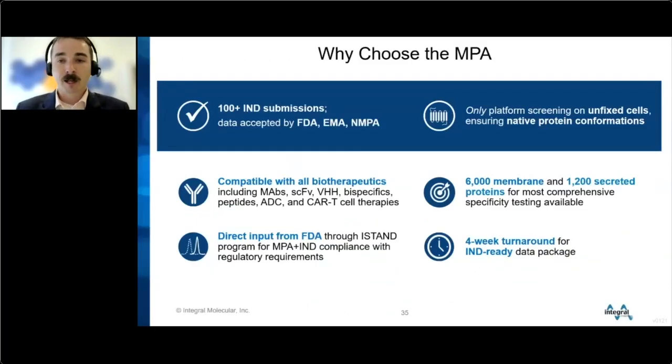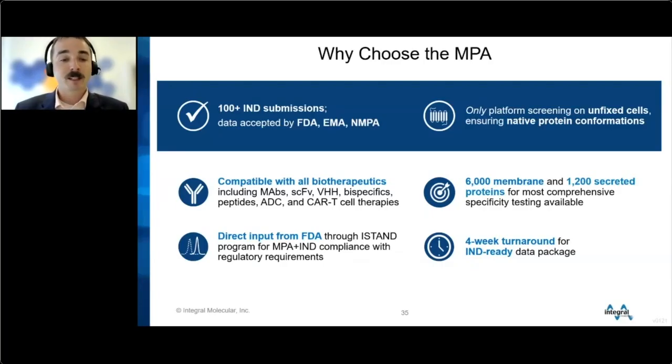Finally, to hit home the important aspects of the MPA: it has been used in 100+ IND submissions, and that data has been accepted by the FDA, EMA, and NMPA. We're the only platform screening on unfixed cells to ensure native protein conformation. It is compatible with all biotherapeutics, including mAbs, scFvs, VHH bispecifics, peptides, ADCs, CAR T-cell therapies, and more. We have 6,000 membrane proteins and 1,200 secreted proteins in our library, making us the largest library available for cell-based protein arrays and the most comprehensive specificity testing available.